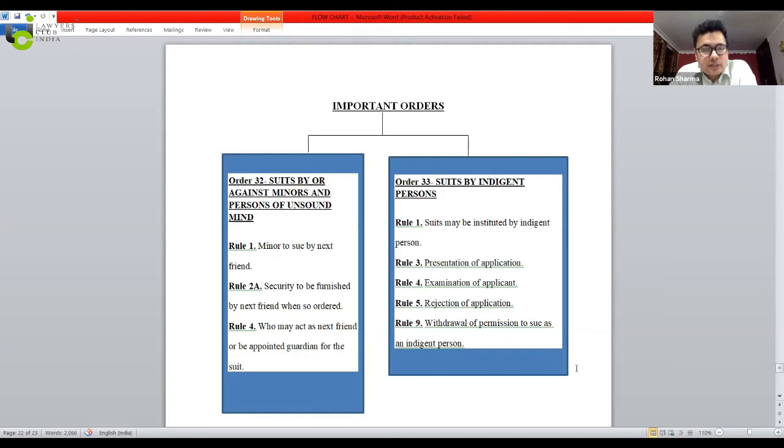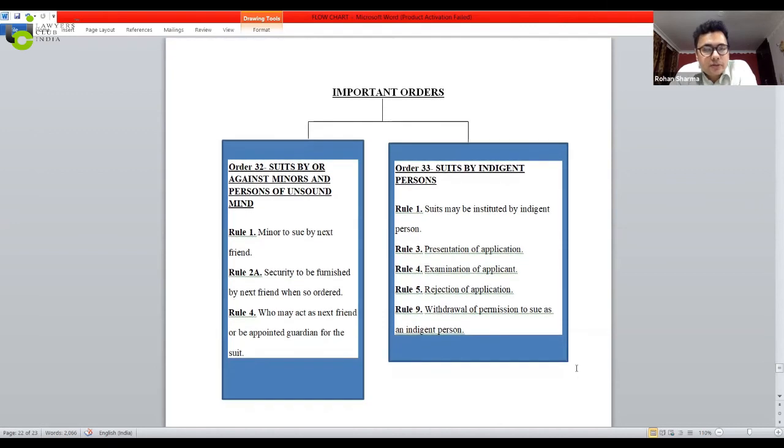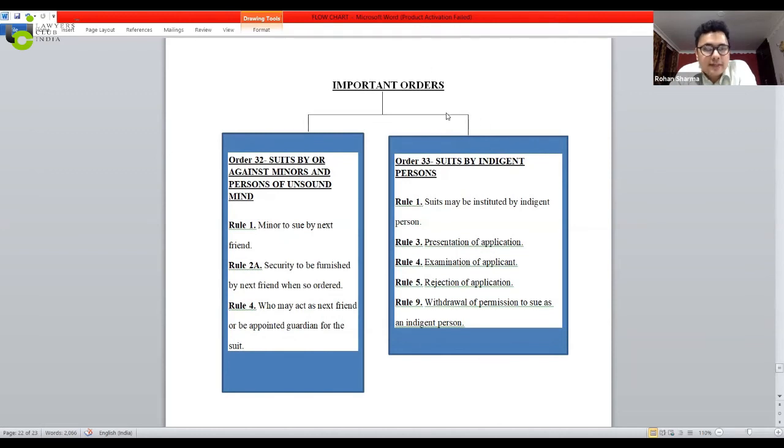Similarly, if there is a person who is mentally disabled, of unsound mind, in what capacity and in what specific circumstance and through whom this person can raise a cause before the court is outlined in Order 30. Order 33 talks about indigent persons, someone who cannot afford litigation, someone who cannot afford to pay court fee, someone who cannot afford to raise a cause on account of being indigent. Then what aid the court or the Code of Civil Procedure can offer this person is outlined in Order 33.